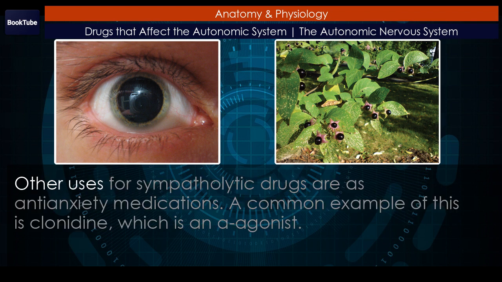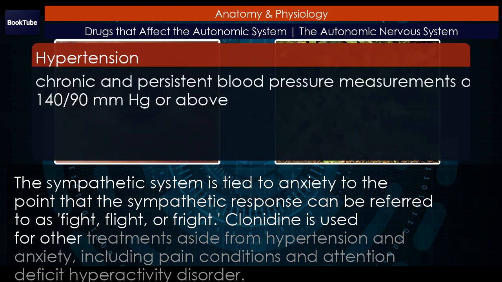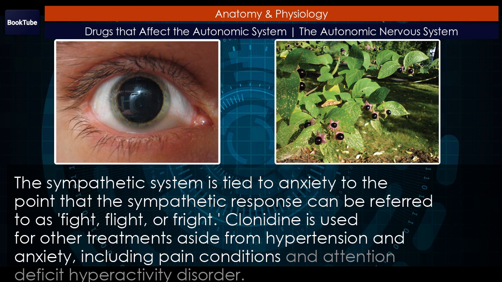Other uses for sympatholytic drugs are as anti-anxiety medications. A common example of this is clonidine, which is an alpha agonist. The sympathetic system is tied to anxiety to the point that the sympathetic response can be referred to as fight, flight, or fright. Clonidine is used for other treatments aside from hypertension and anxiety, including pain conditions and attention deficit hyperactivity disorder.